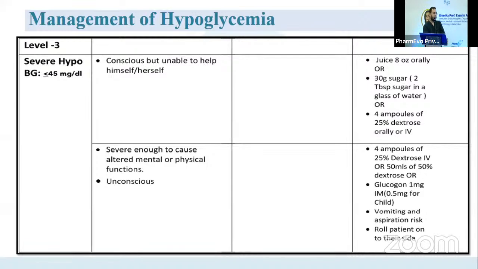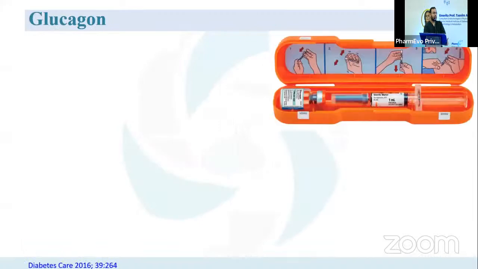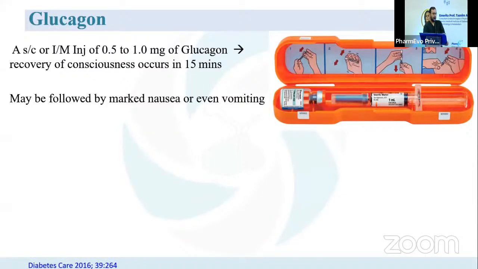And it is important to educate the attendants, caregivers and family members of people with diabetes regarding the usage of glucagon. As already discussed, we have to give 0.5 to 1 milligram of glucagon according to age. And it leads to recovery of consciousness in around 15 minutes, but that may be followed by marked nausea or even vomiting. It can also be given intranasally, but the dose then will be 3 milligrams.